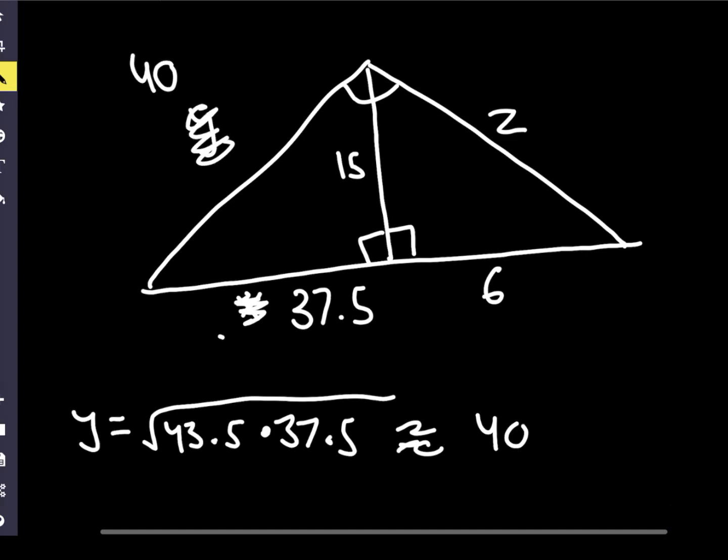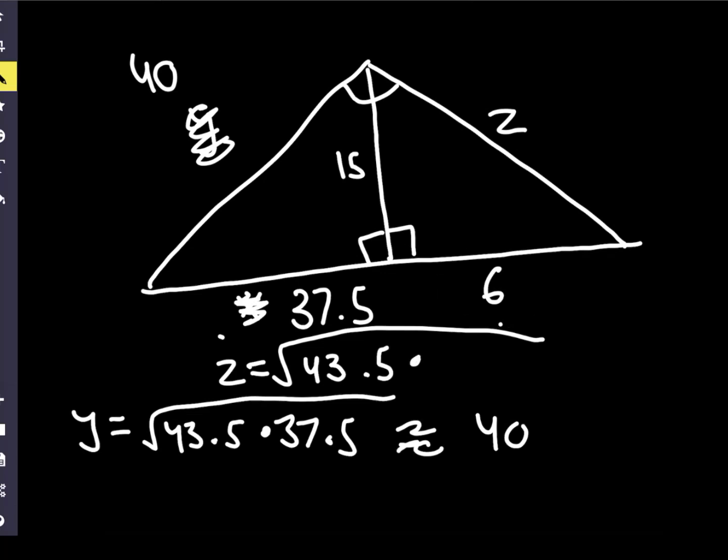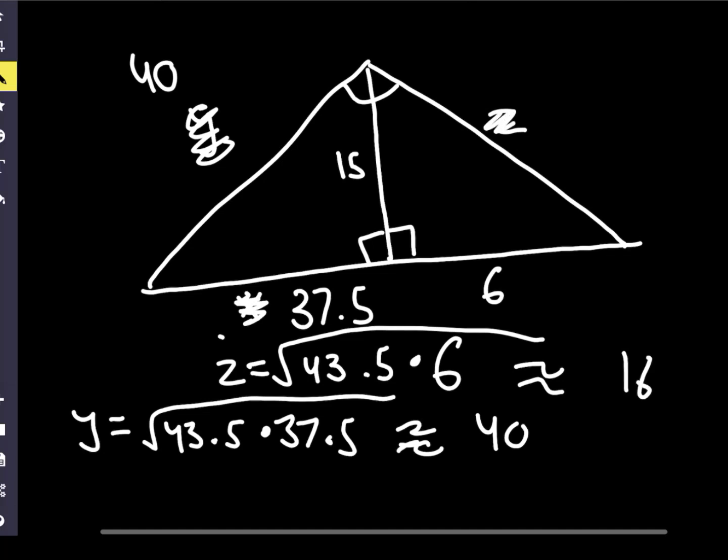Finally, let's solve for z. Z is going to be equal to the geometric mean of this whole side. So this is going to be 43.5 times this adjacent side. Okay, so geometric mean of whole side times adjacent side. And this is going to be equal to 43.5 times 6. Once again I'm rounding, this isn't an exact value, but this is going to be about 16.